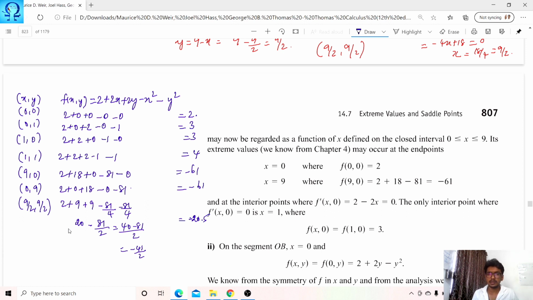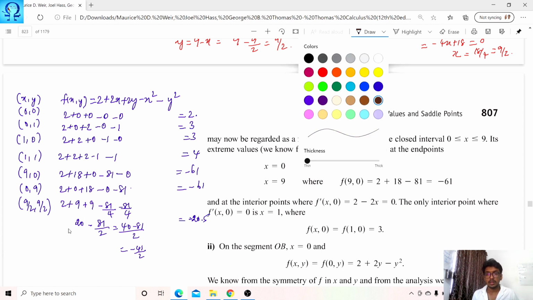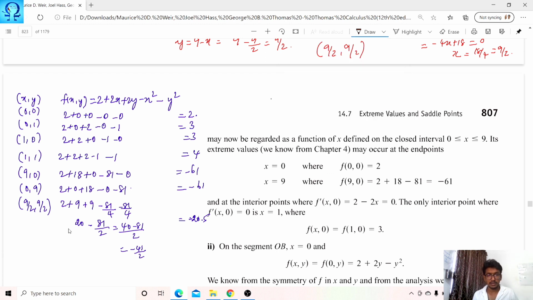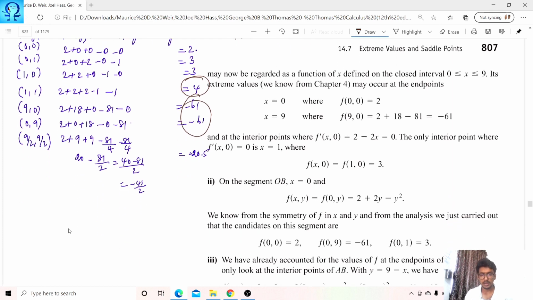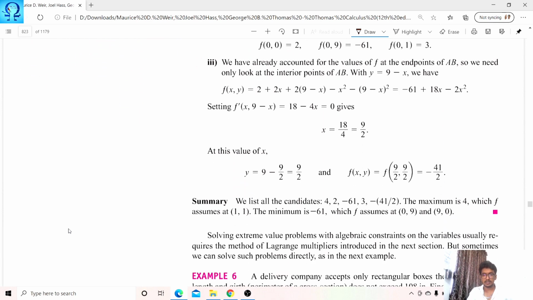So among all these, you will have to choose the maximum value among it. So the maximum value among it is 4 and the minimum value among it is minus 61. So your absolute maximum is 4 and it occurs at 1 comma 1, and absolute minimum is minus 61 and that occurred at 9 comma 0 and 0 comma 9. Okay, so this is how we'll have to work out and find the absolute maximum and absolute minimum.